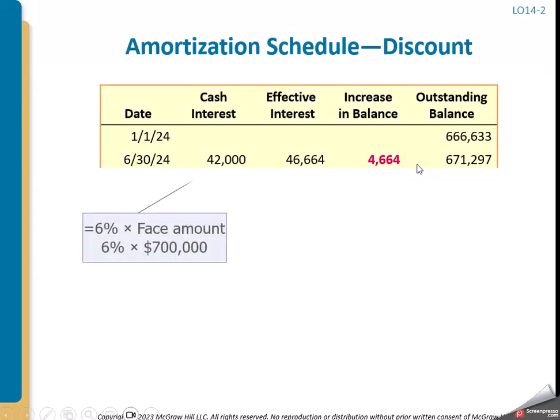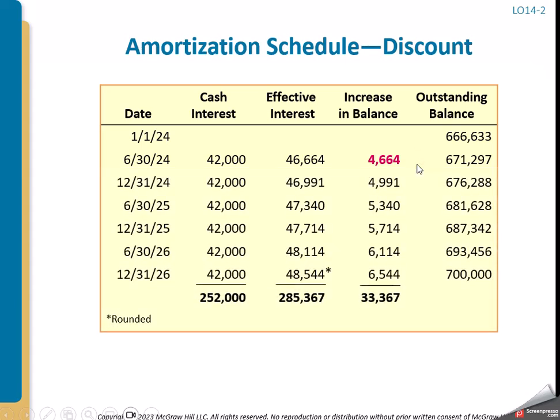So this is what I wanted to get to, I think, the whole schedule. The cash is what the company pays, the same amount every 6 months. Because our balance is changing, you can see it's increasing to get up to the 700,000. The effective interest is calculated on that balance at the market rate, and the difference between the two is how we amortize out that discount.